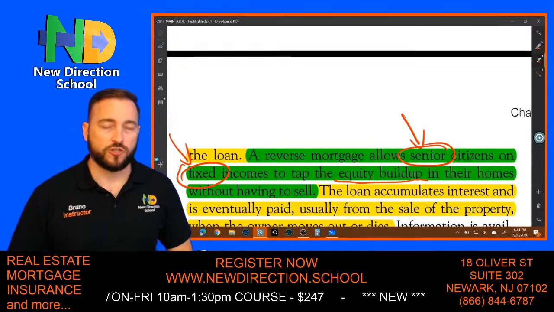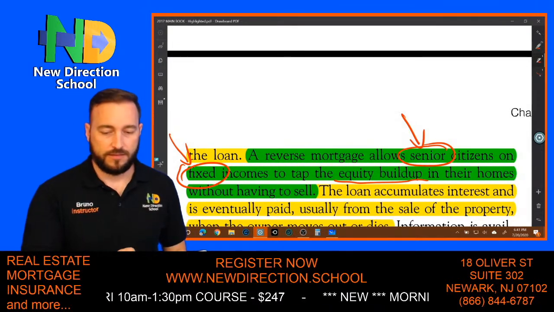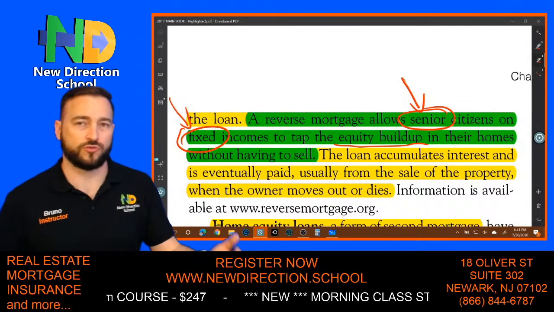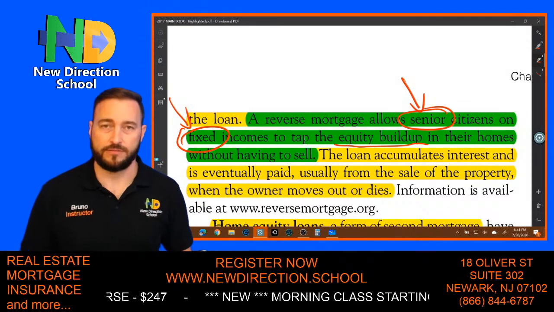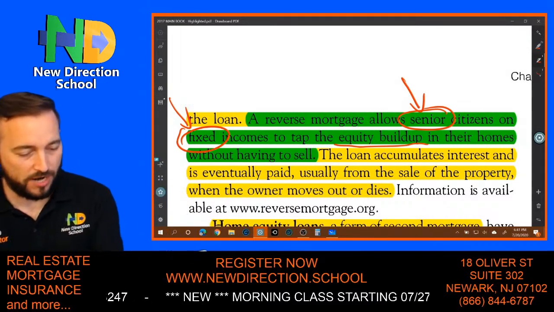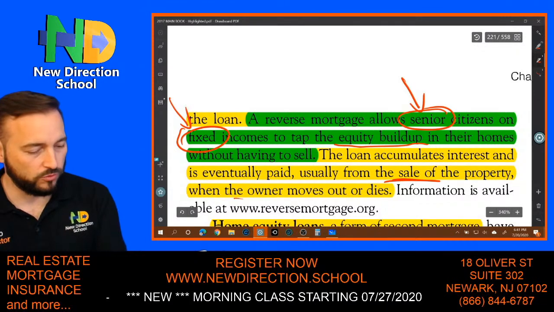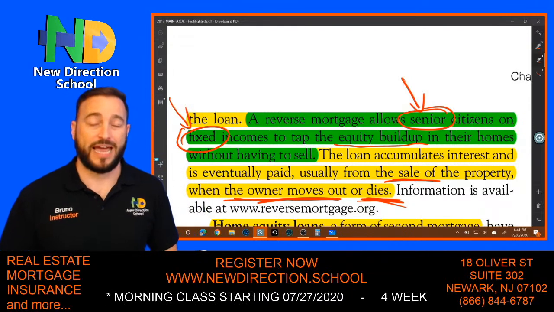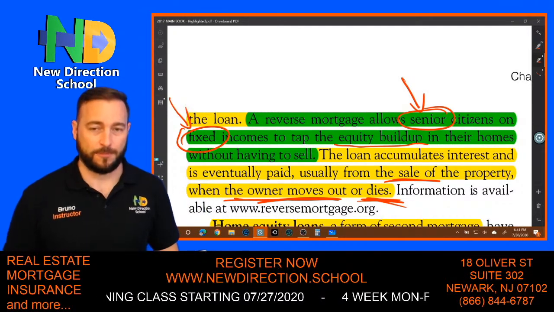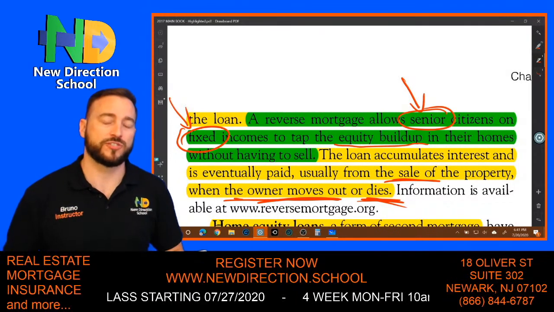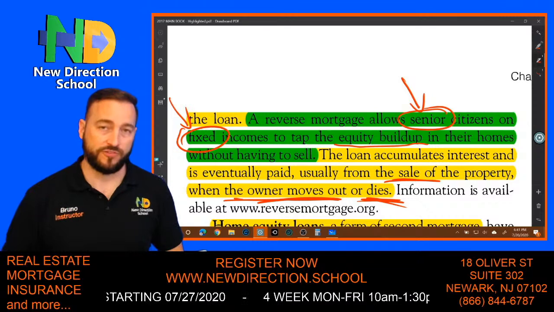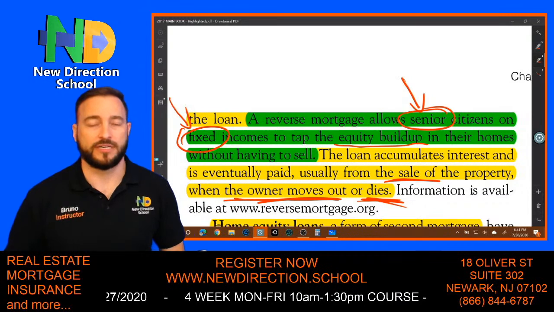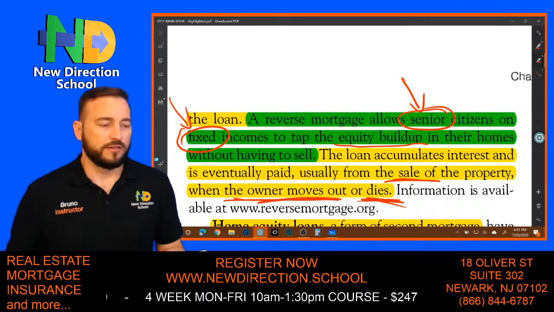All right, here's what happens. Okay, I'll address Heather in a second. But here's what happens. The loan accumulates interest and is eventually paid, right? Usually from the sale of the property or when the owner moves out or dies. So just like Heather was saying, it goes back to the bank. Now the bank doesn't want it, so there's a sale, all right? The key thing here to understand is that either way, you are moving out, either at sale, moving out, or dying. But either way, you're not staying there. So obviously, if you're dead, you're not staying.